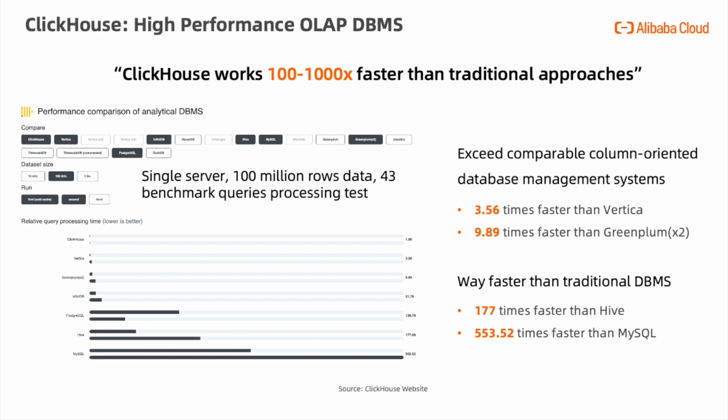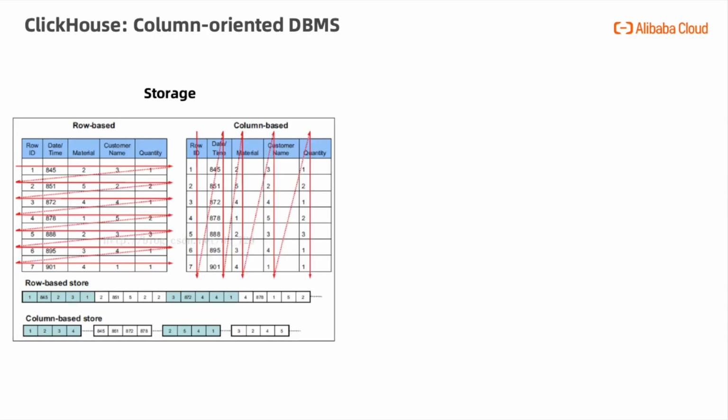To understand the technology behind it, we need to first learn what column-oriented database management systems are. We need to understand how a column-oriented database stores data. As the diagram shows, we have a row-based table, and on the right-hand side is the column-based table. For a row-based table like MySQL and other traditional approaches, we store each row in an individual chunk. For example, each chunk includes the row ID, the date time, the material, the customer name, and the quantity, right?